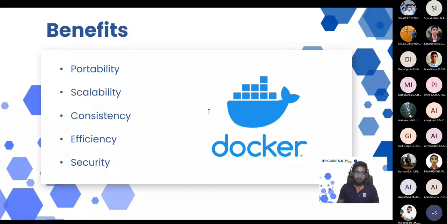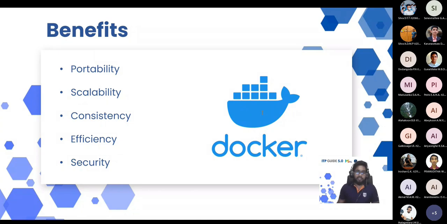Second one is scalability. Docker allows developers to easily scale their application up or down depending on demand. With Docker, developers can quickly spin up new containers to handle increased traffic and spin down containers when traffic decreases. Third one is consistency. Docker ensures that the environment our application runs in is consistent across different machines, which makes it easier to debug issues and ensure that the application runs as expected.